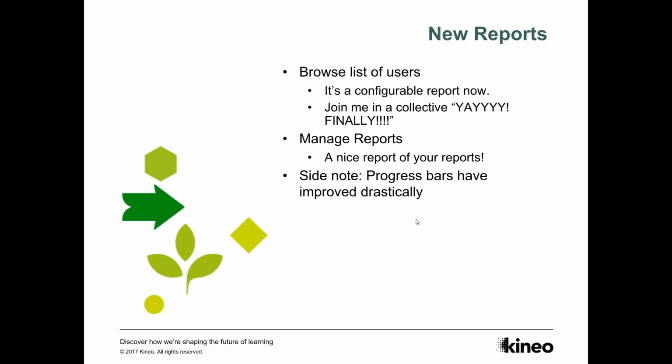And then a side note that I just noticed when I was playing around with the new reports: the progress bars have drastically improved. Used to be, your progress bars would just do 50% and 100%, like they would just jump all the way up there, and it was really weird. They are now much more percentage based. They look a lot better. They're also clickable, which is nice, and it tells you how many things you have to complete.